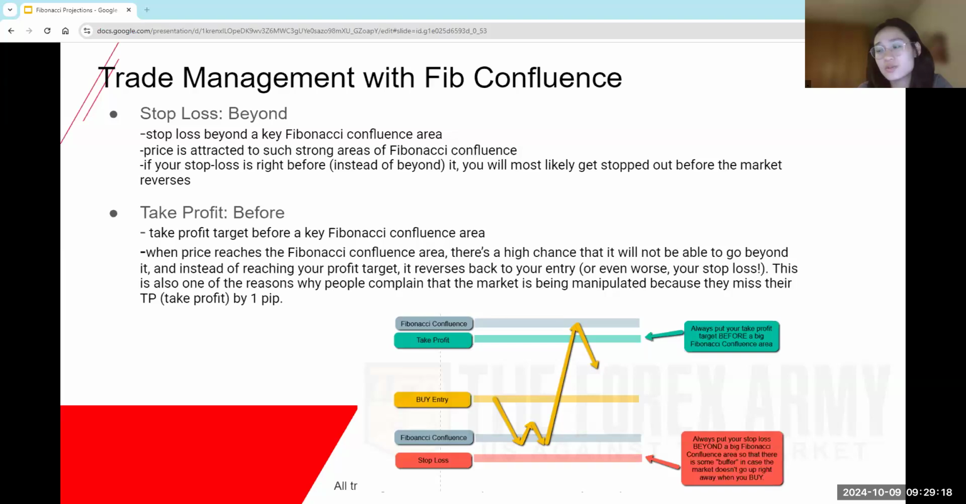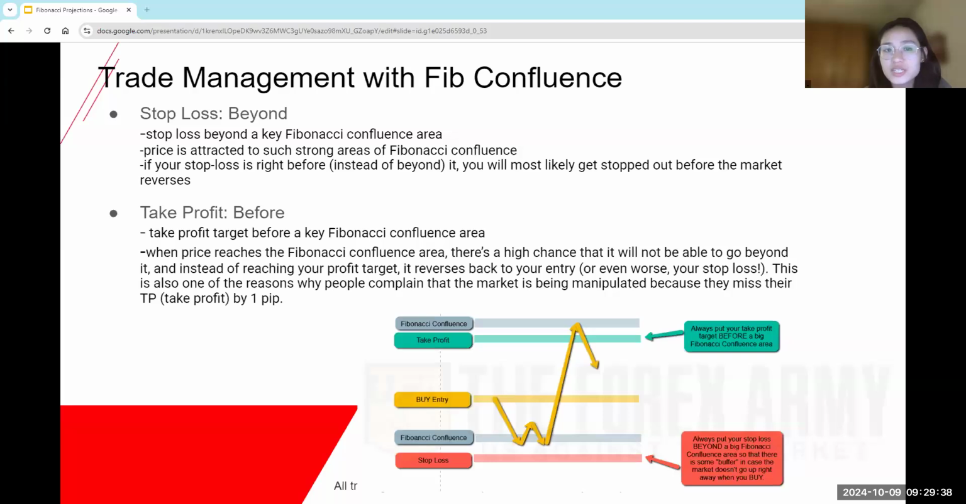Okay, and there's an example below. You can see the Fibonacci confluence. We're placing our take profit below that, and this is for a buy entry. So if we're going for a buy entry, we're expecting prices to go upwards. So we place our take profit below the confluence area and our stop loss below the confluence area as well.